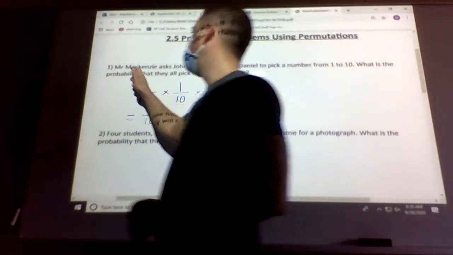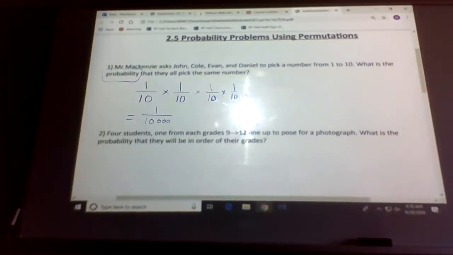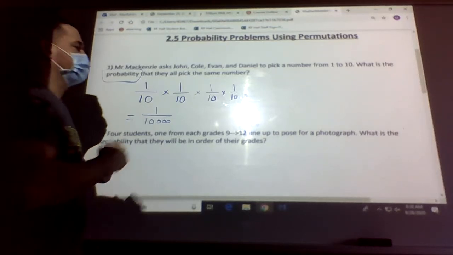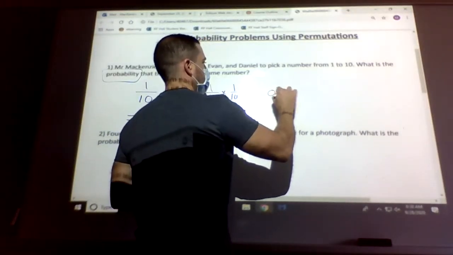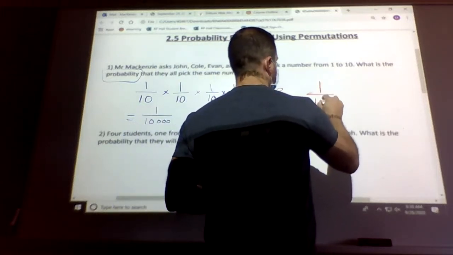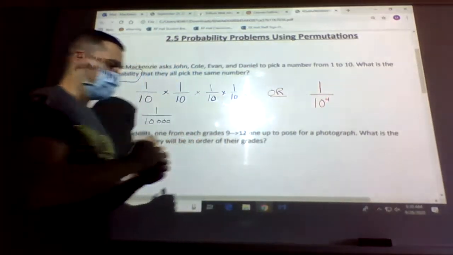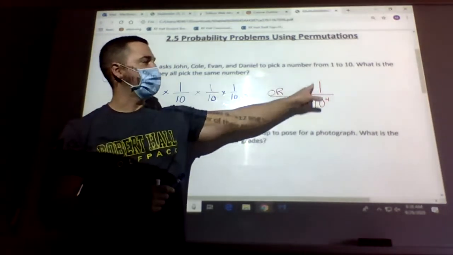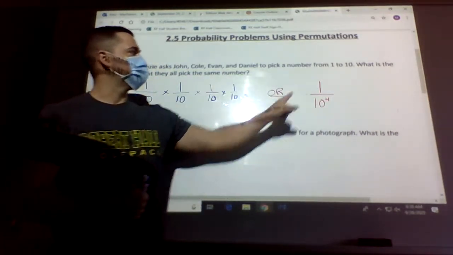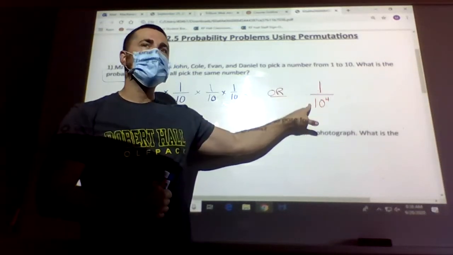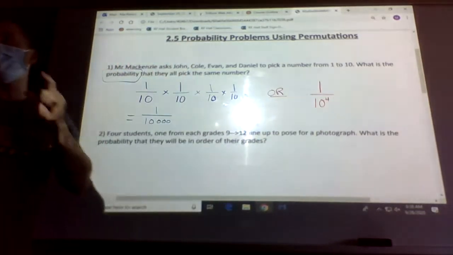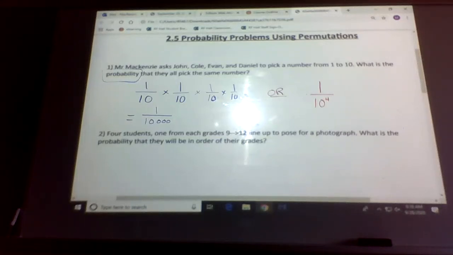Okay, and remember we did probability. So probability means we have to have a fraction, decimal, or percentage. The easiest thing here is probably just fraction. The other way that I've seen students answer this in the past, they did put 1 over 10 to the power of 4. So it's just one number, and it's 1 out of 10, but then 4 of them have to pick. So it's 1 over 10 to the power of 4, which gives you the same answer.